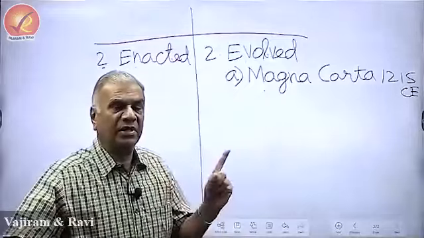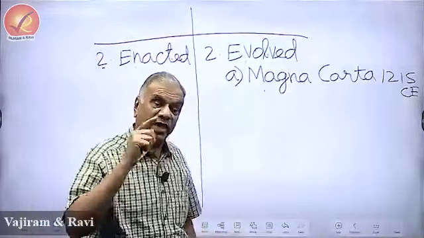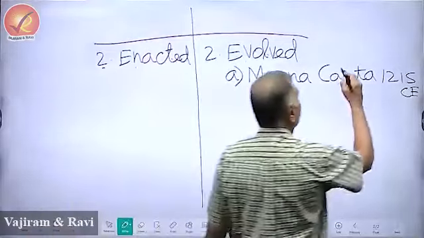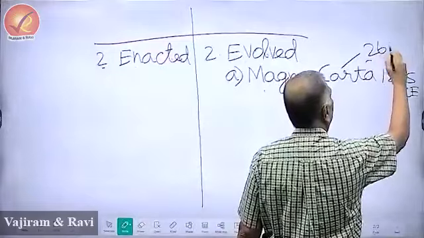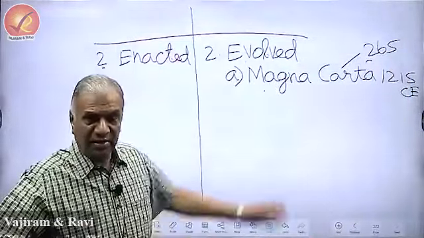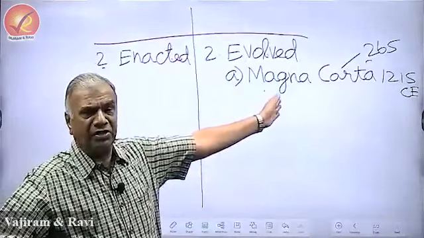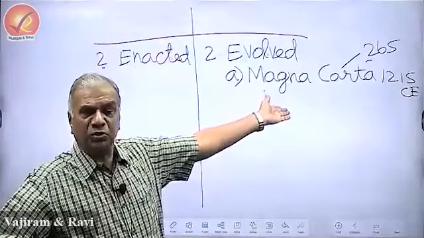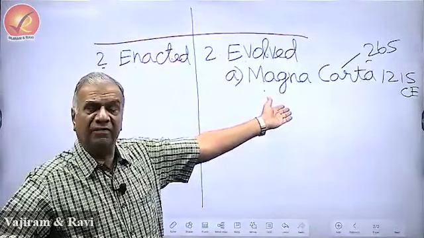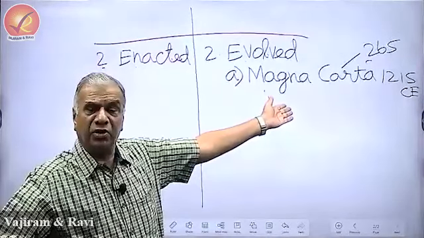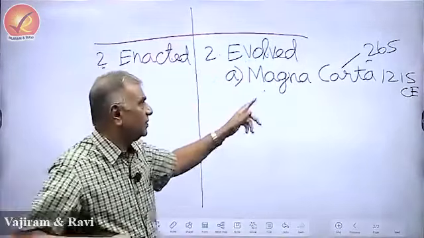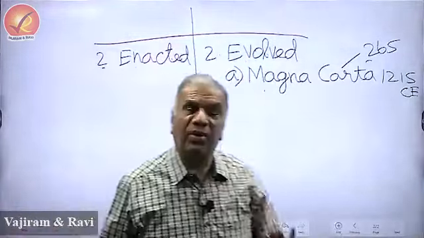The first power that the British Parliament got was financial control over the king. And that is what is incorporated in Article 265 of the Indian Constitution as well. The Magna Carta influences the Indian Constitution. What is Article 265? It says that no tax shall be levied and collected by the executive without the approval of law. So therefore, the parliament got its first power.